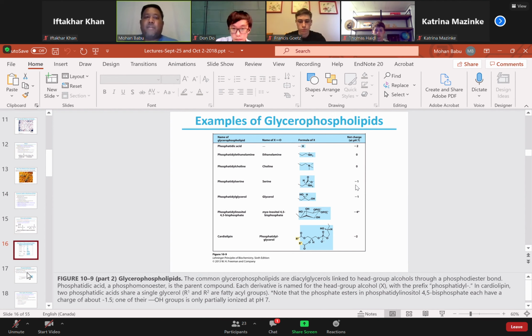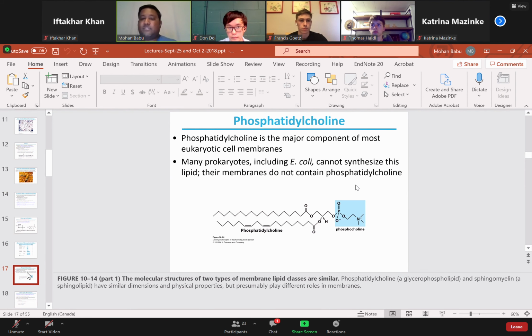Phosphatidylcholine is a major component of the eukaryotic cell membrane. Many prokaryotes, including E. coli, cannot synthesize these lipids, so prokaryotic membranes usually do not contain any phosphatidylcholine. Just keep that in mind. But the major component of eukaryotic cell membranes is phosphatidylcholine.